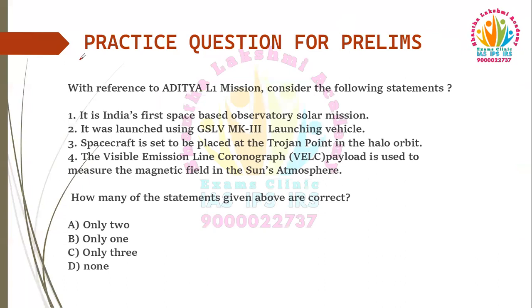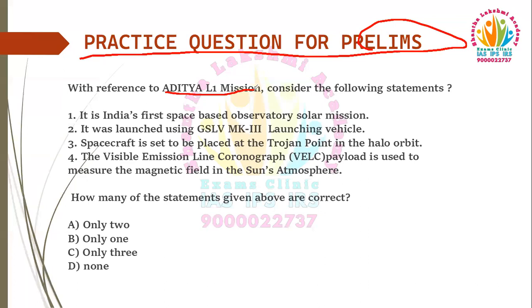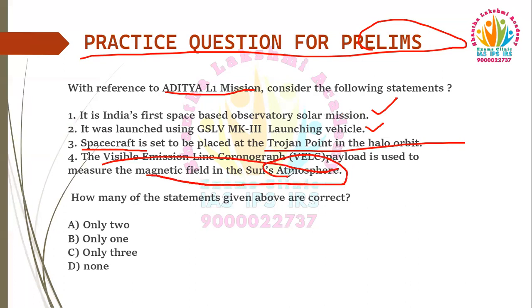So let's have a look at the practice questions for prelims. With reference to the Aditya L1 mission, consider the following statements. The first statement says that it is India's first space-based observatory solar mission, and the second statement is that it was launched using the GSLV Mark 3 launch vehicle. The third statement is that the spacecraft is said to be placed at the Trojan point in a halo orbit. And the fourth statement is that the Visible Emission Line Coronagraph payload is used to measure the magnetic field in the sun's atmosphere. How many of the statements given above are correct?